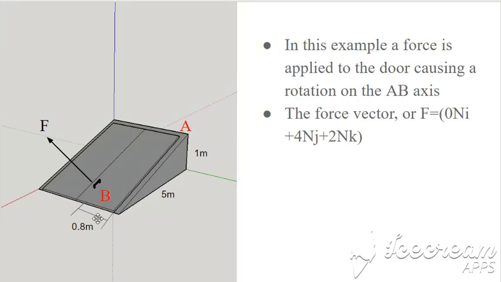In this example, we have a cellar door with the force 0 newtons I plus 4 newtons J plus 2 newtons K being applied to it, causing rotation along the AB axis. The force is applied outwards from the cellar doors at the handle.